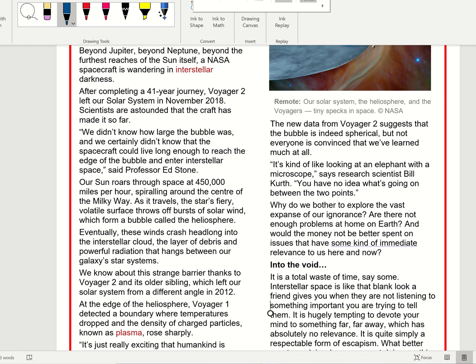The new data from Voyager 2 suggests that the bubble is indeed spherical, that means round, but not everyone is convinced that we've learnt much at all. It's kind of like looking at an elephant with a microscope, says research scientist Bill Kurth. You have no idea what's going on between the 2 points.